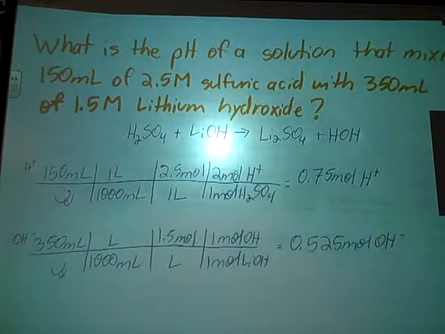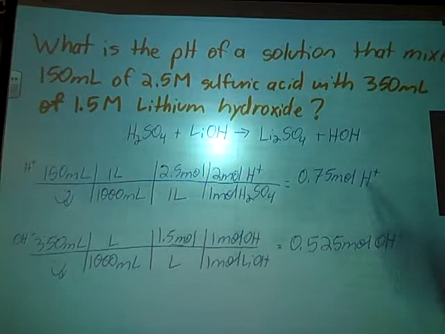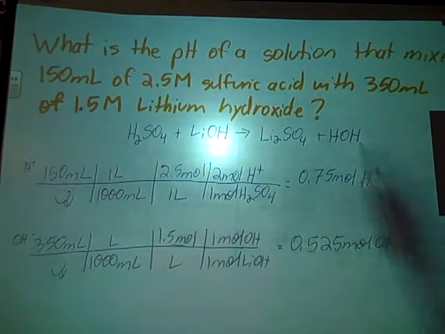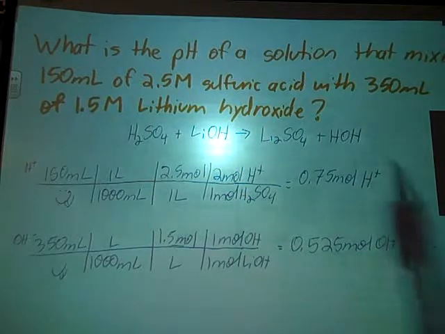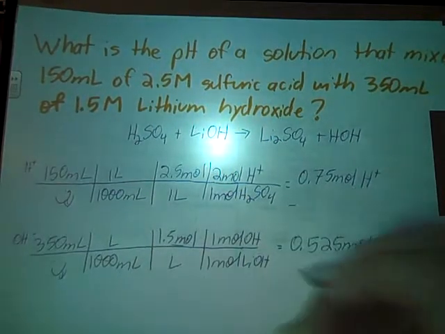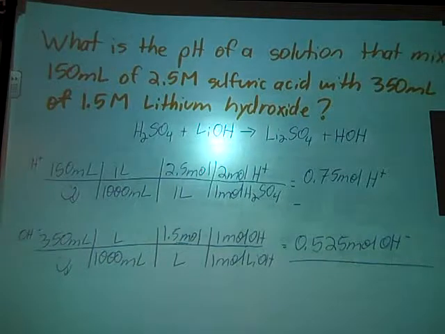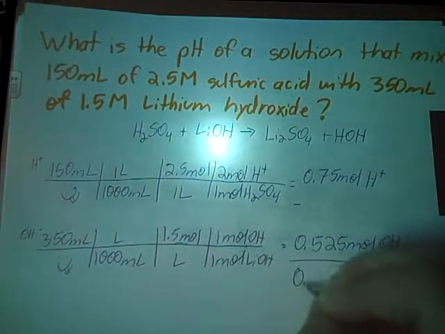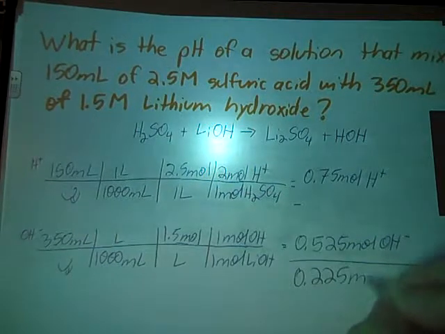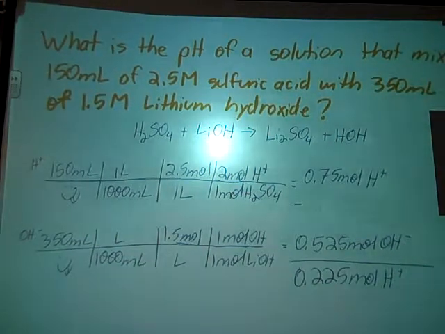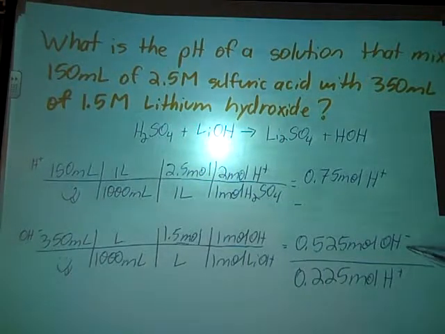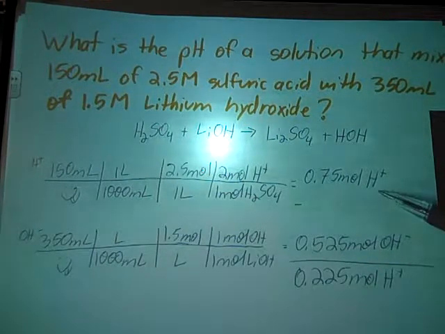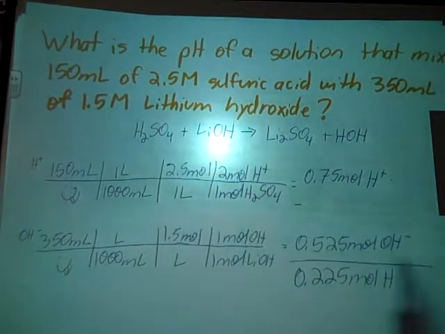Remember that in order to neutralize anything, I have to have 1 H and 1 OH. That makes our water here. So if we look at this, I'm going to have H plus left over. So if I subtract these two, I find out that I'm going to have 0.225 moles of H plus left over, because 0.525 moles of OH are going to go find 0.525 moles of H plus to hang out with, leaving this 0.225 moles of H plus just hanging around, still in solution.